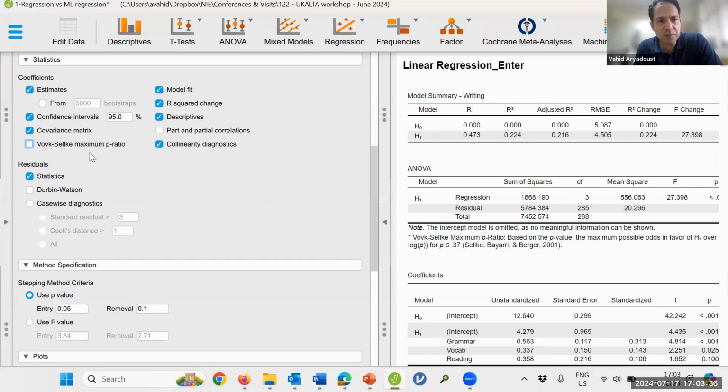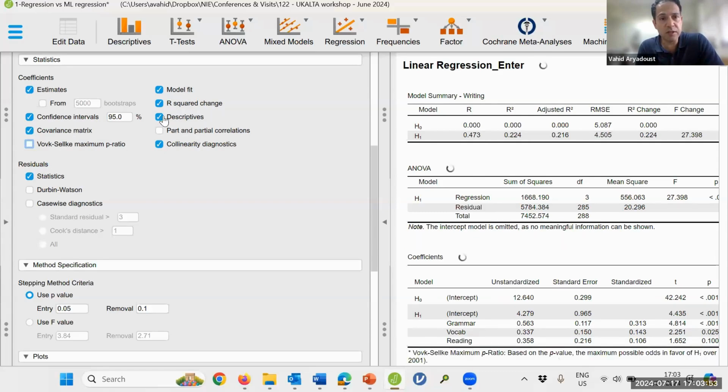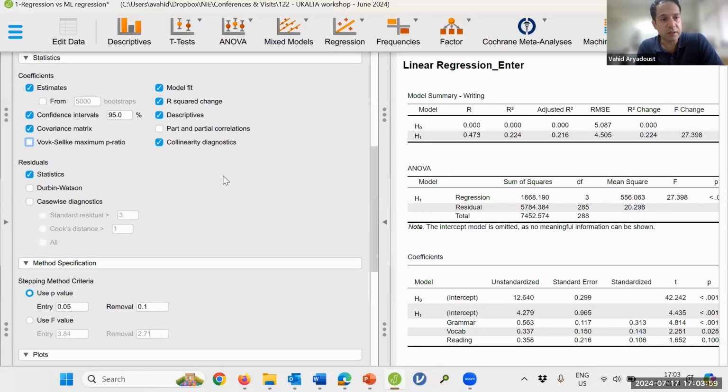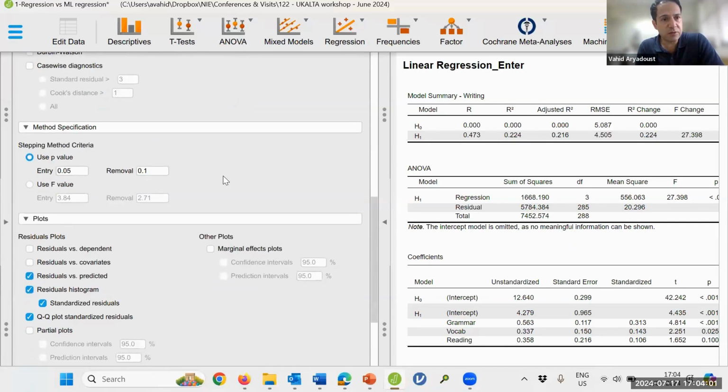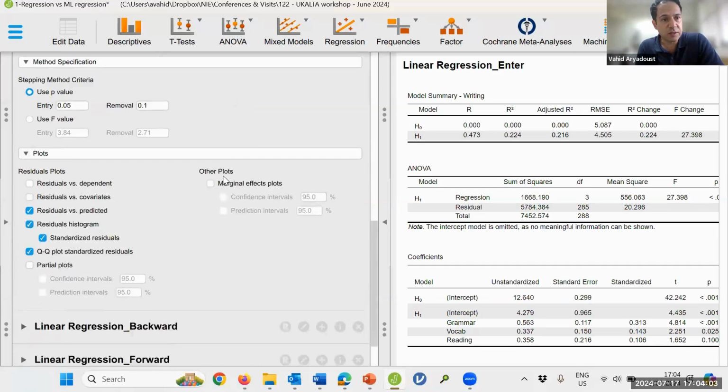Vovk-Sellke maximum p ratio, I'm not very sure how this may be useful in our case. I don't make my regression too complex. I think I'll just stick with these. Model fit is also important. R-squared change is important, and the R-squared value itself, if you like, you can get as a descriptive statistic as well, and also collinearity. And I think that's about the statistics.